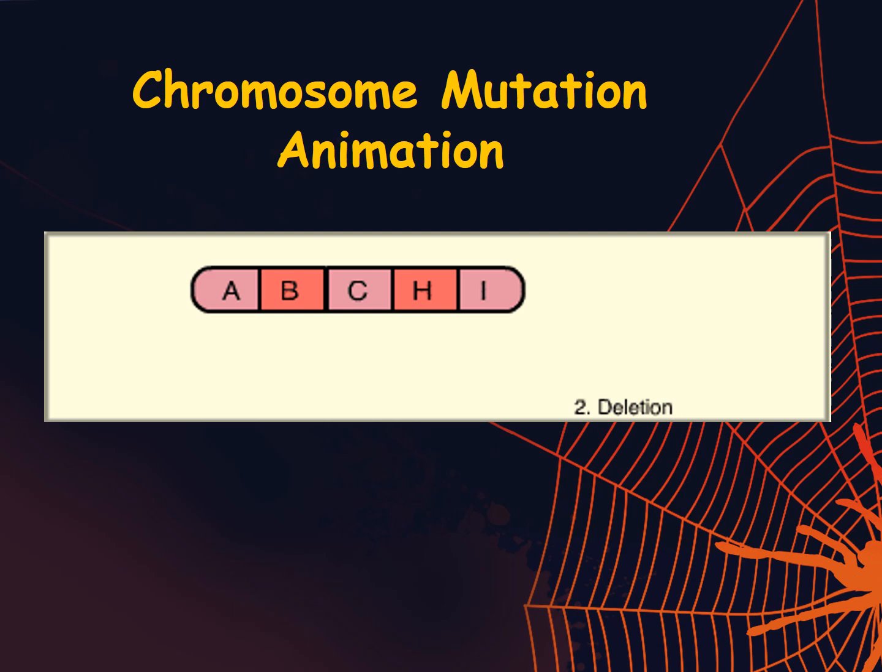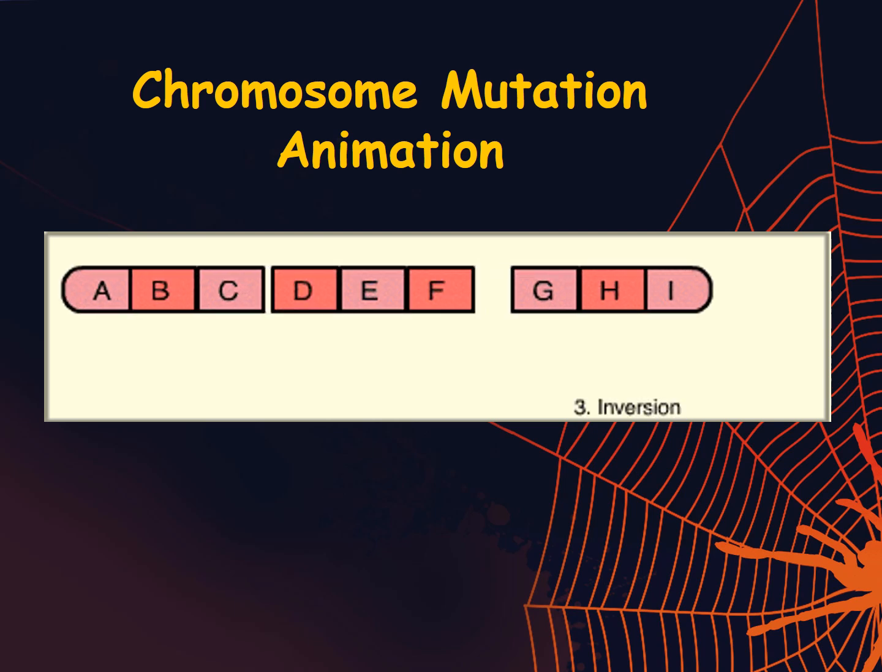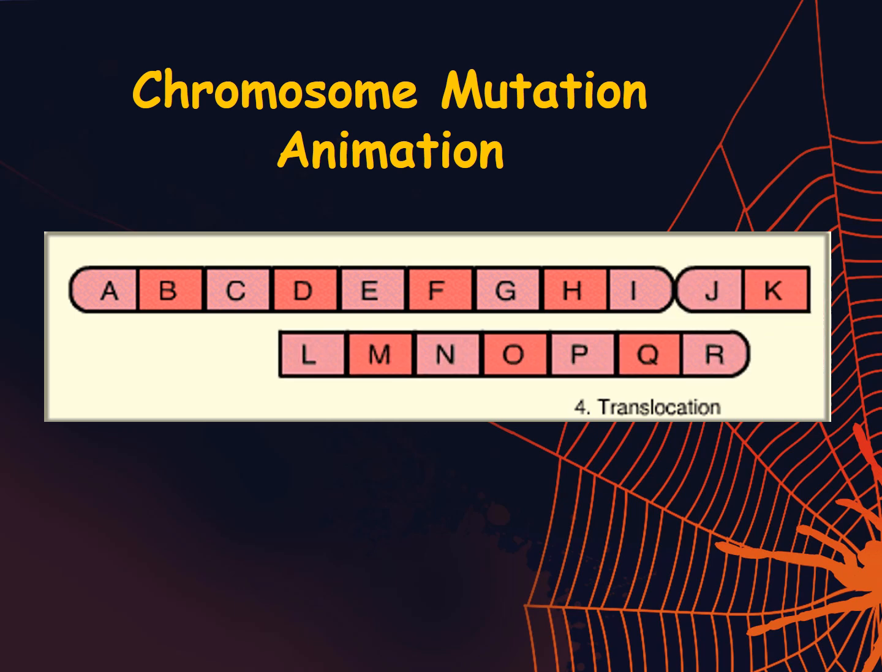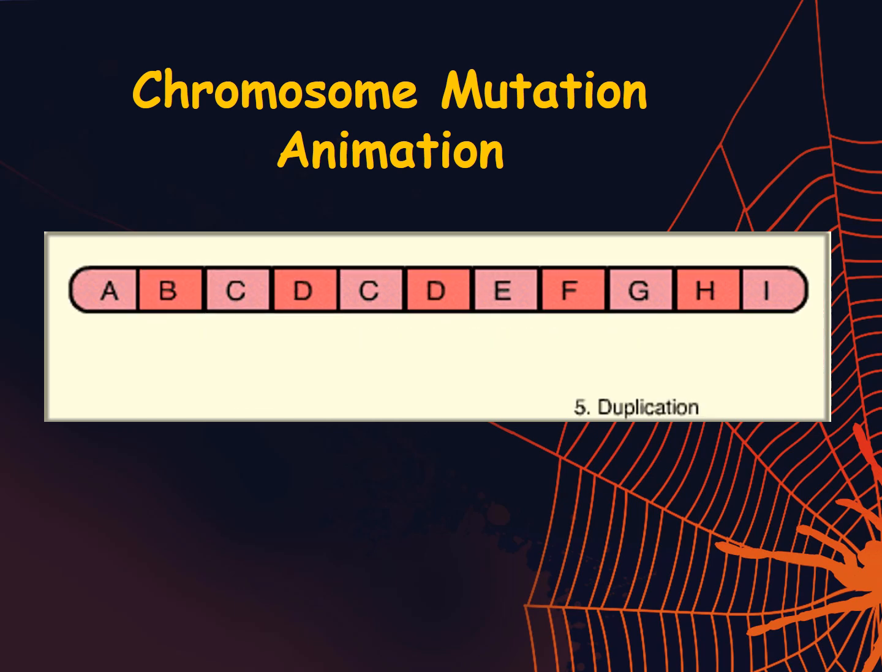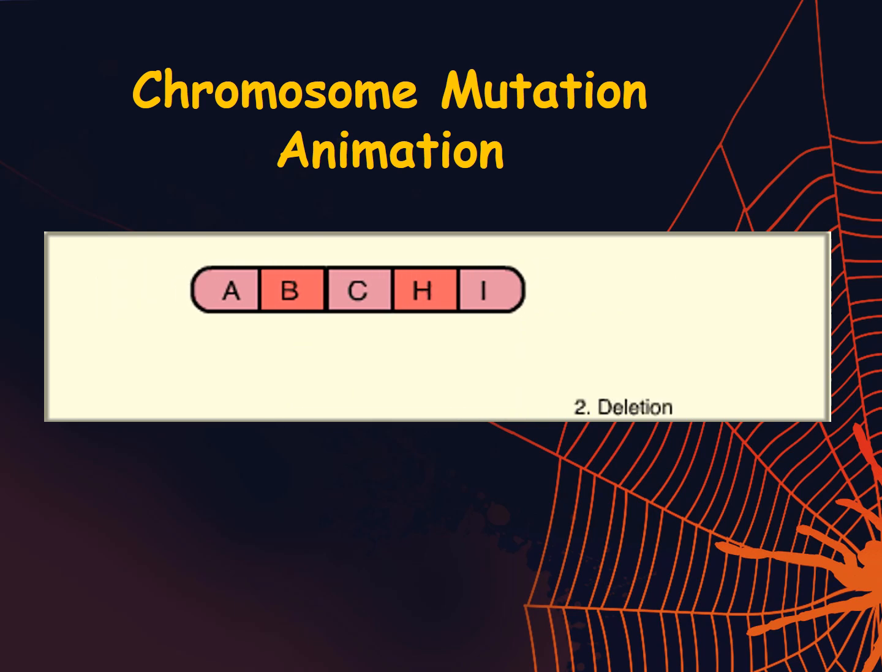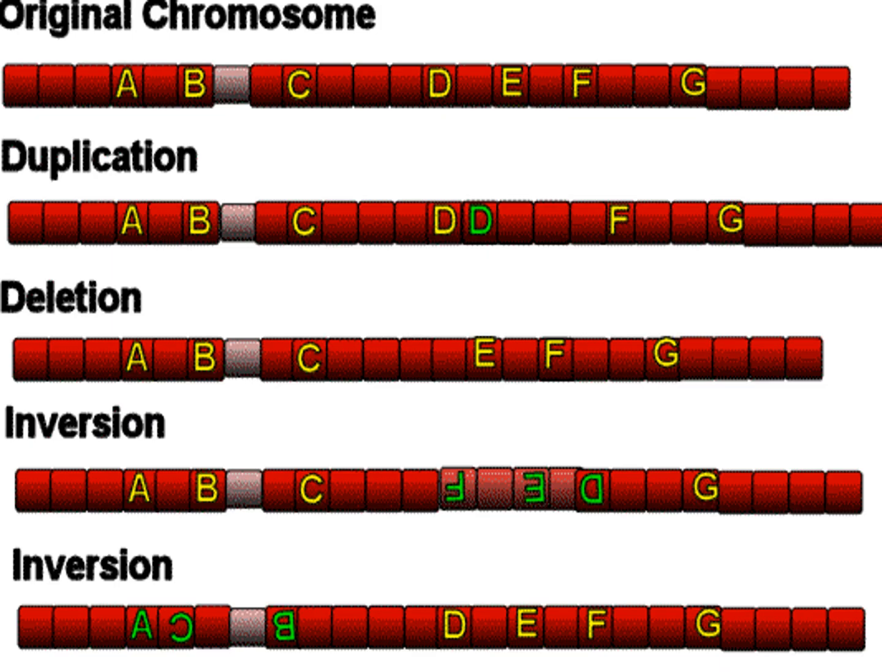Okay, so the other side, you can see here on this video, it's showing you kind of running through all the different types of chromosomal mutations and what it's doing to the actual chromosome itself. Okay, so we have the original chromosome. We can have duplication where we have a second copy. Deletion where we take out, notice the D is gone.